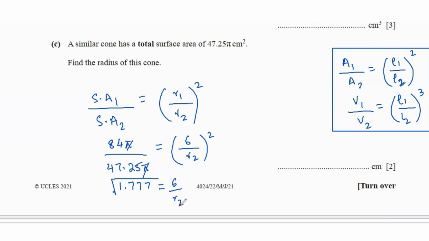So now if I square root 1.777, that's 1.333 equals 6 over R2. R2 is going to be 6 divided by this, and that is going to equal 4.5 centimeters.